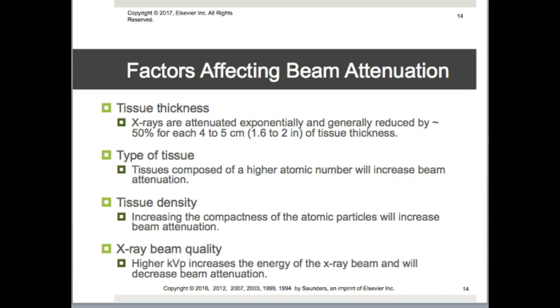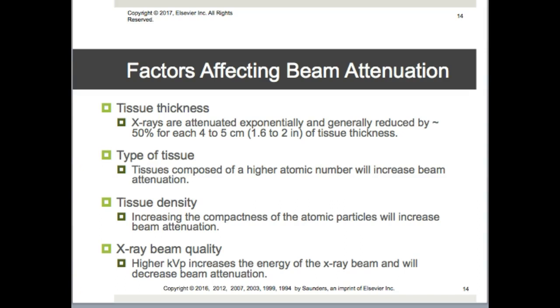All right, so factors affecting your beam attenuation: the tissue thickness, the type of tissue, the tissue density, and the X-ray beam quality. So tissue thickness: X-rays are attenuated exponentially and are generally reduced by about 50% for each 4 to 5 centimeters, which is 1.6 to 2 inches of tissue thickness. So if you're doing a very large person, and it's reduced by 50% for each 2 inches, that is crazy, isn't it?